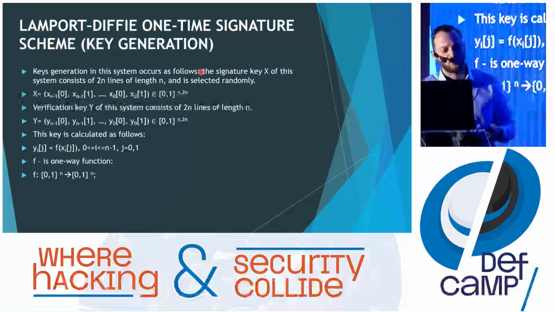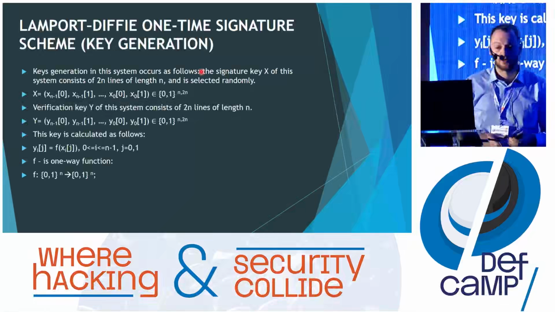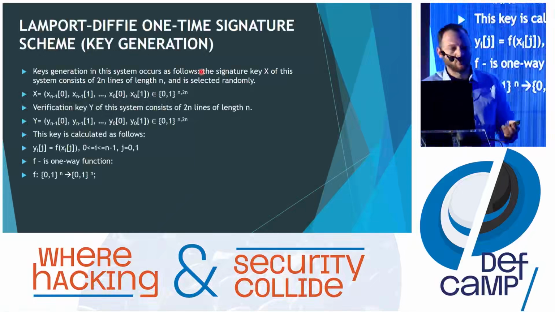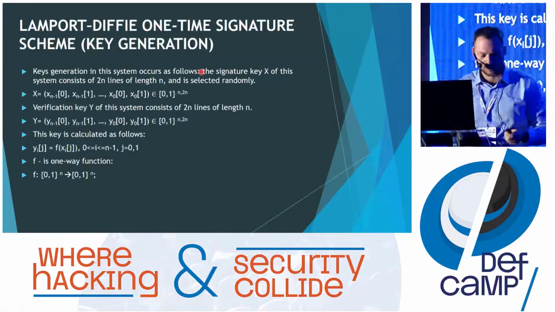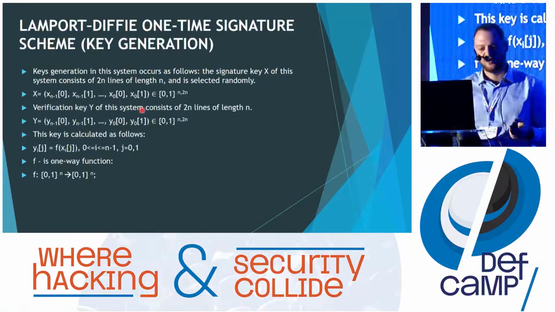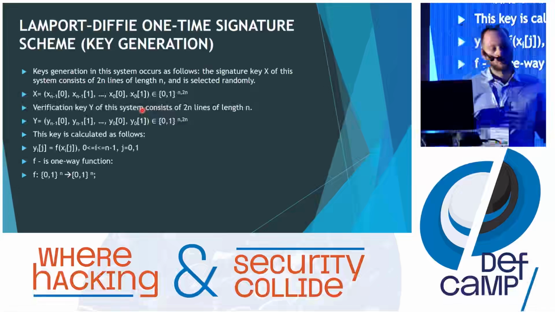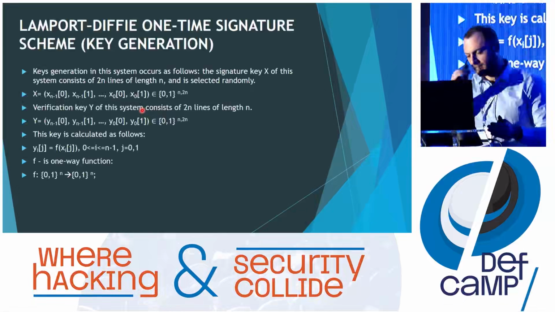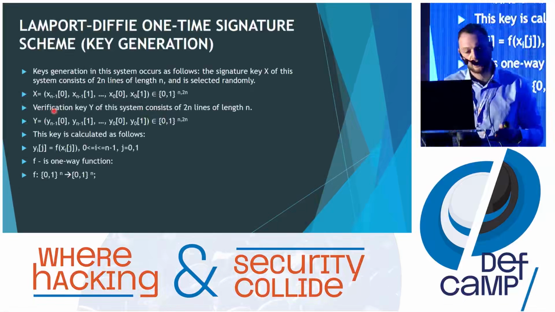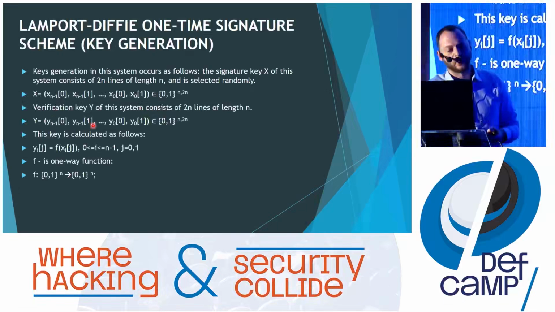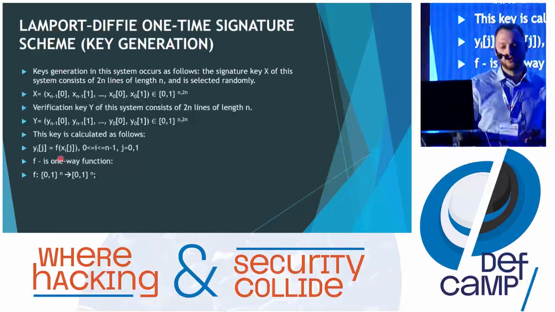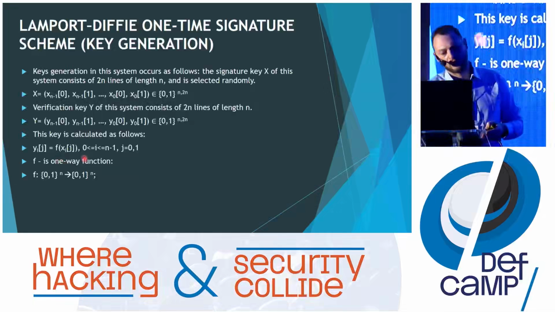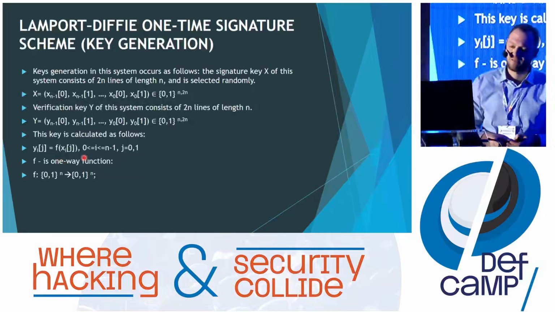So first of all, the Lamport one-time signature was proposed. There we have signature keys and verification keys. For the signature, we have n pairs, so 2n signature keys of length n. To get the verification key, we just apply a one-way function to it, and here is how we get the verification key.